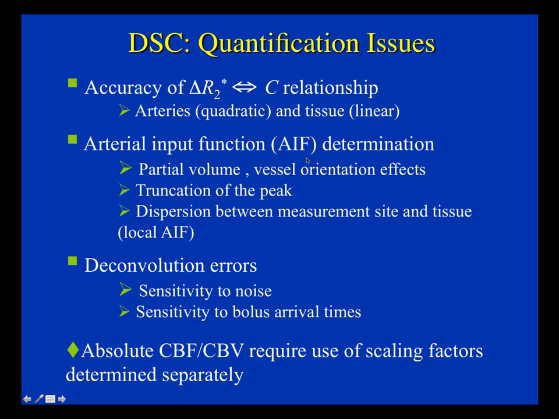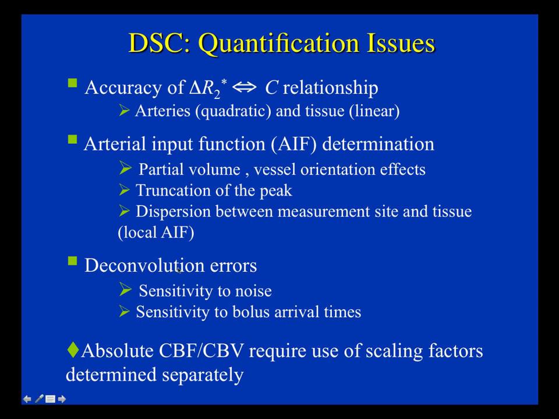Also, the arterial input function determination can be quite problematic because of partial volume and the different orientation of vessels, and sometimes in the arterioles the signal loss in the arteries is so great that it's hard to determine the peak signal loss. And also there is dispersion of the arterial input function from the point you measure to the location of the tissue. So if the arterial input function is not quite correct, the deconvolution is not going to give you the right residue function, and that means the scaling factor that we will determine as the cerebral blood flow would not be correct.